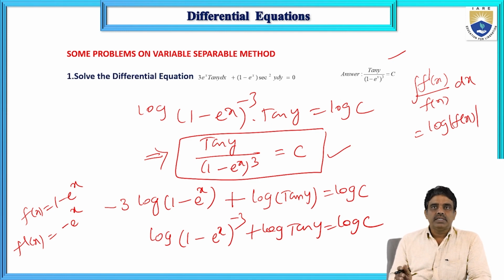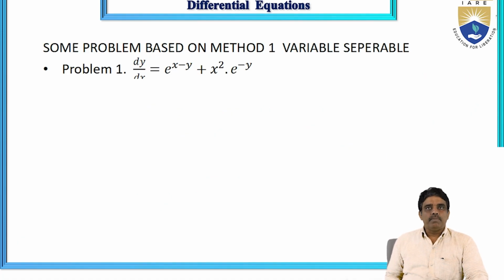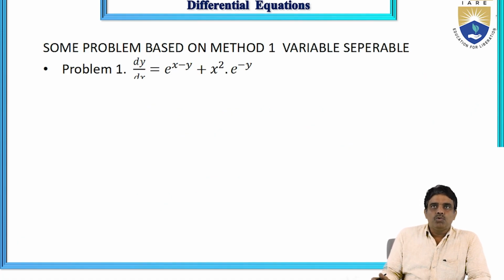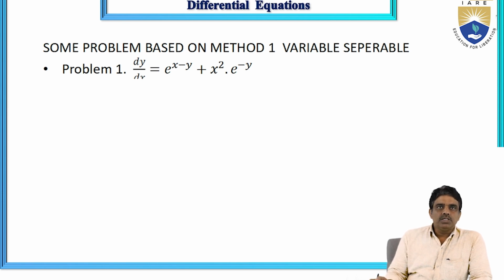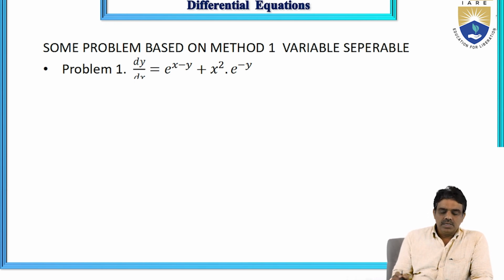So here we just separate the variables and do integration and we get the required solution. So now we see another problem under the same model, that is variable separable form. Here also the problem is first order and first degree derivative, the differential equation dy by dx is equal to e power x minus y plus x square into e power minus y.